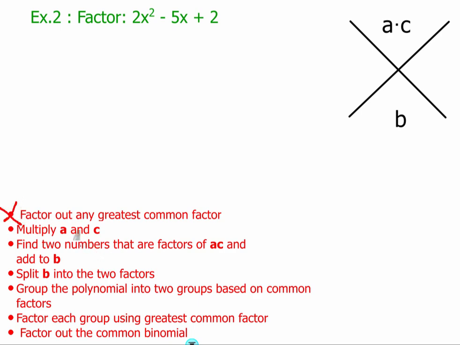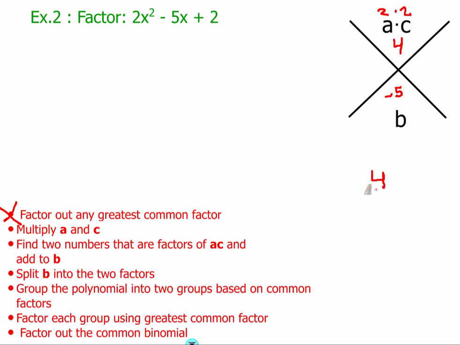Next, I want to multiply a and c. So my a term is 2, and my c term is also 2. So I've got 2 times 2 is 4. Then down here comes my b term, which is negative 5. All right, so what I'm trying to figure out is I'm trying to find two numbers that multiply to 4 and add to negative 5.